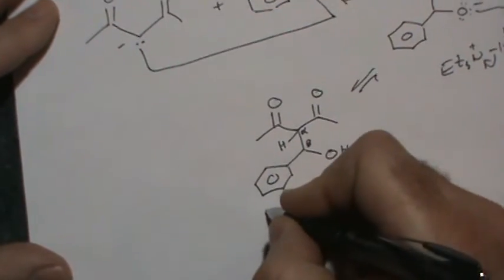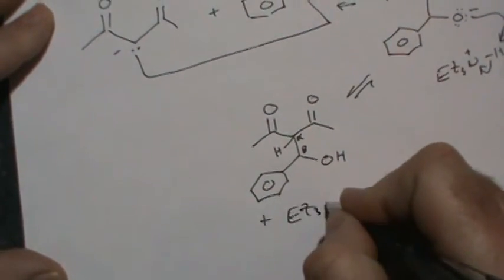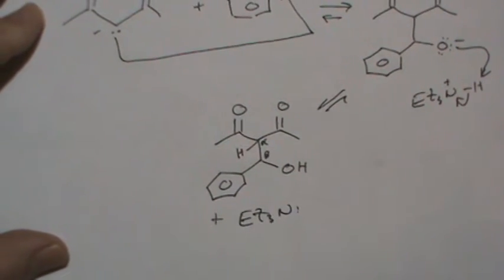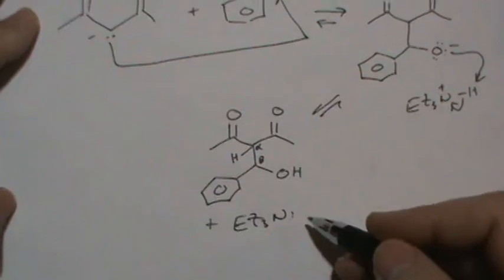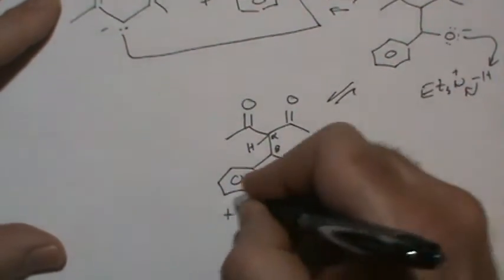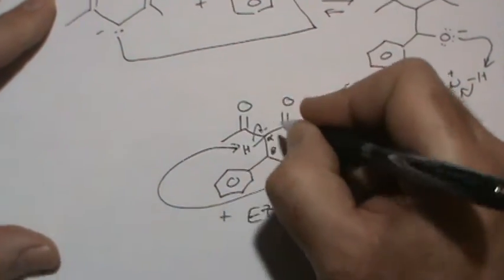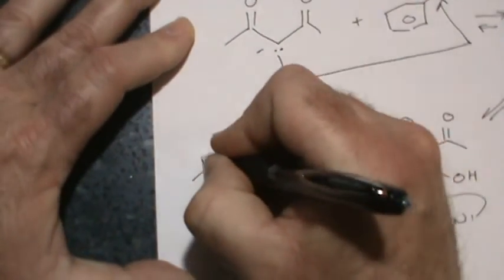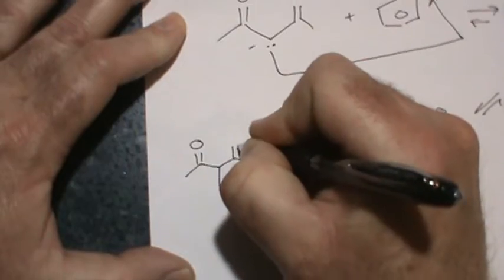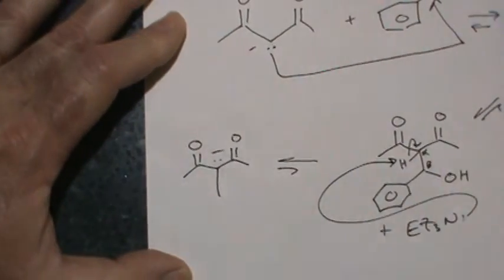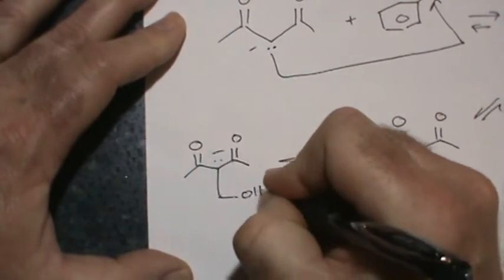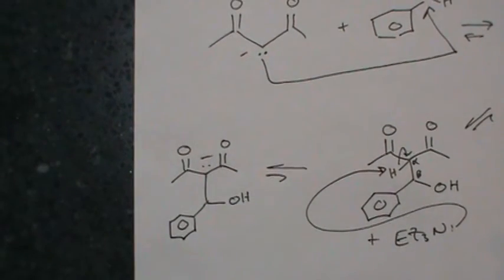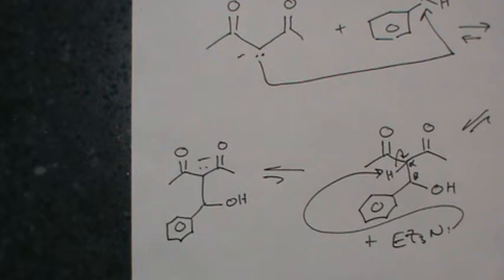still have triethylamine. I generated another equivalent of triethylamine here in this last reaction, but there's also going to be plenty of it around, floating around in solution. This generates a new enolate species, which is shown here.